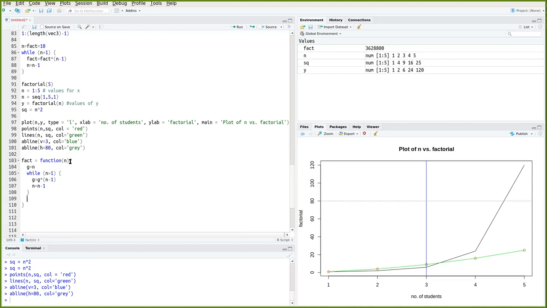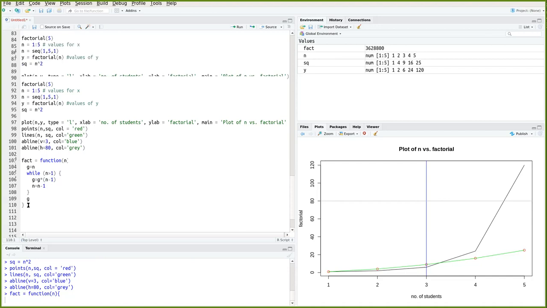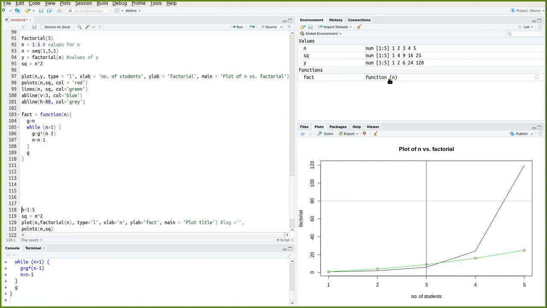And whatever you want to return as a result of this function, you put it in the end. So what I want my function to return is the value of g once it is done. Okay, and I press Control Enter. Now you see here it shows that in your environment you have one function called fact, and this function takes n as the argument. So let's try. I know that the factorial function already exists.